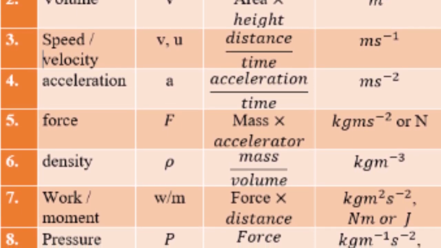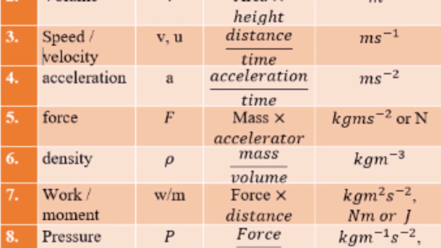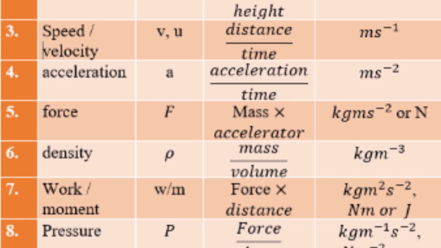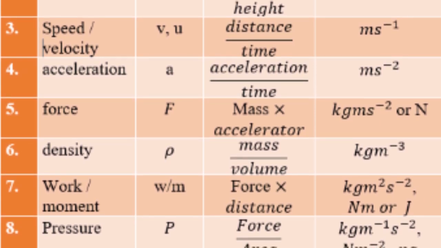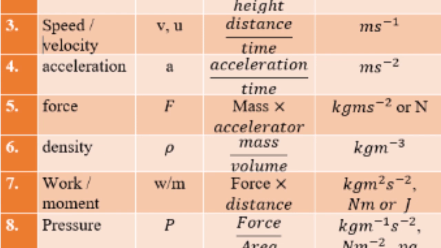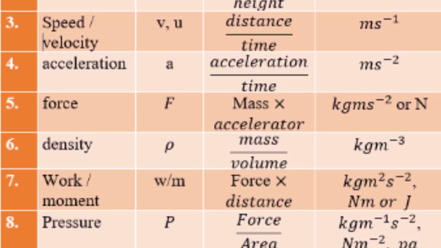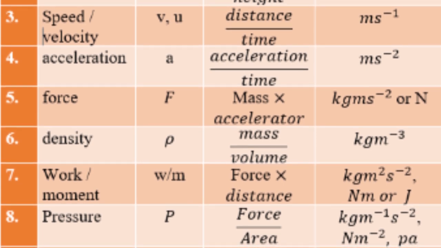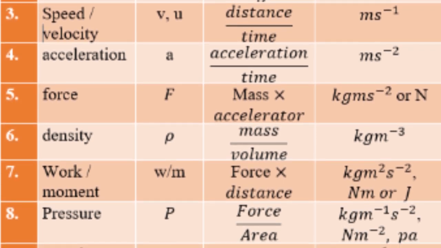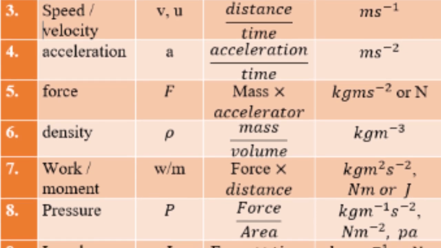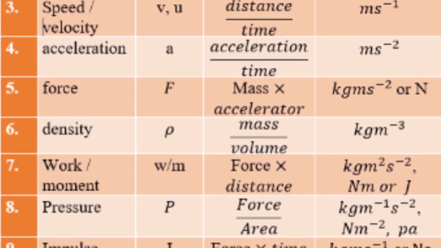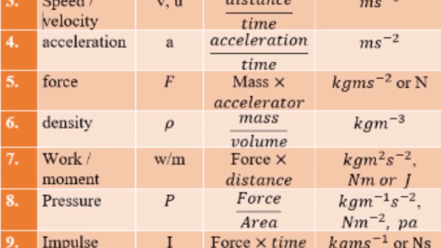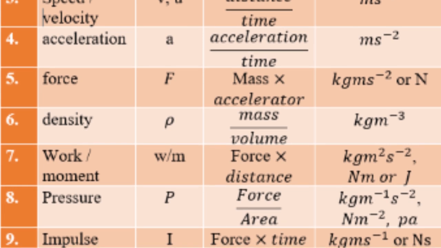The formula for acceleration is velocity all over time and the SI unit for acceleration is meter per second squared. Number 5 is force and the symbol for force is capital letter F and the formula for force is mass times acceleration. And the SI unit for force is Newton. But in terms of the fundamental quantities it is kilogram meters per second squared.